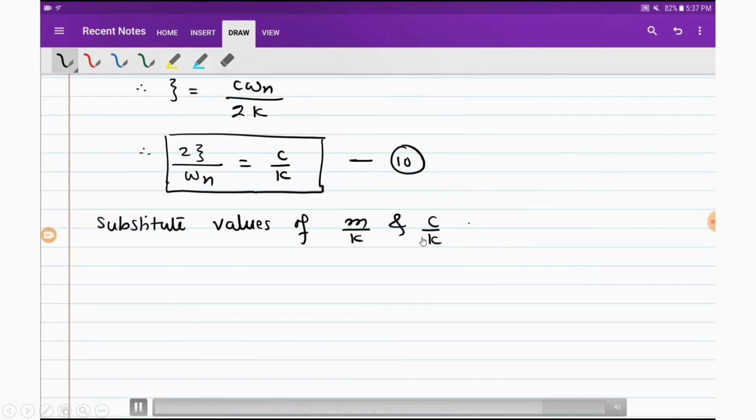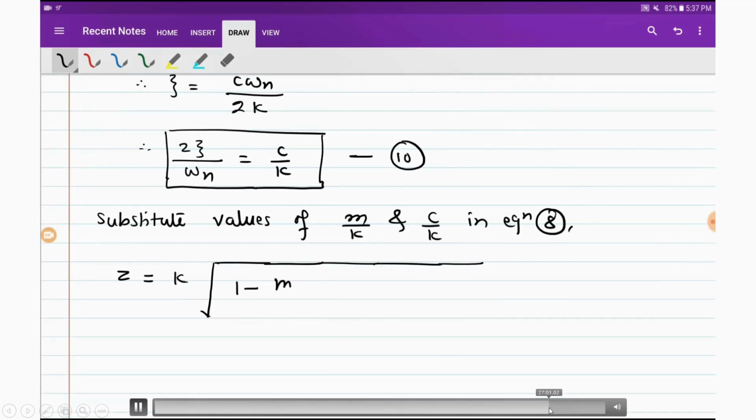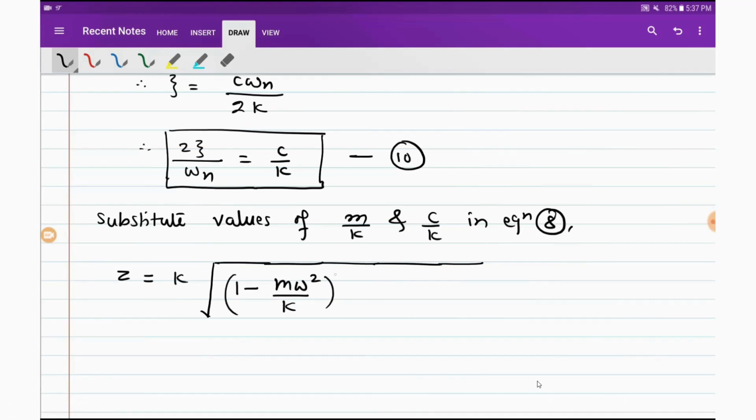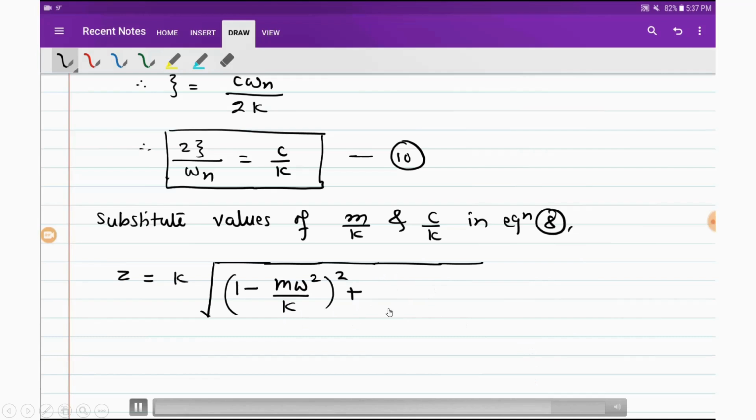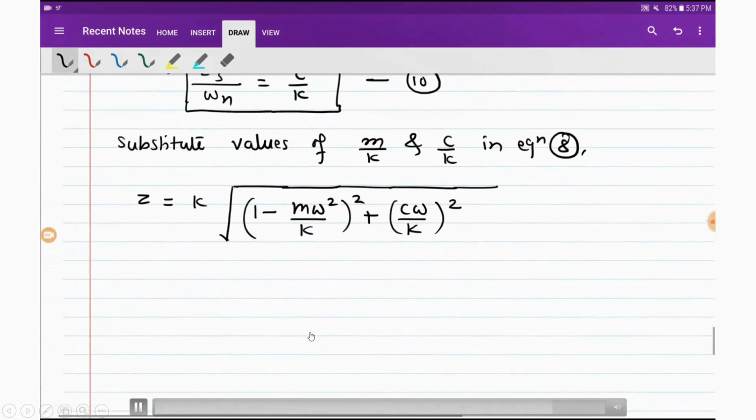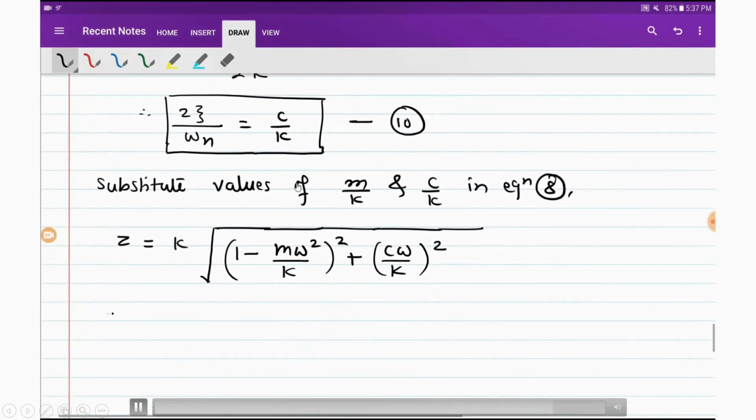So the value of c upon k and the value of m upon k, which we now have with us, we can substitute in equation 8, which is nothing but the equation of z. So k and the square root of this term. This is our equation 8, and in this equation we have to substitute the value of c upon k and m upon k. So let us substitute these values now.